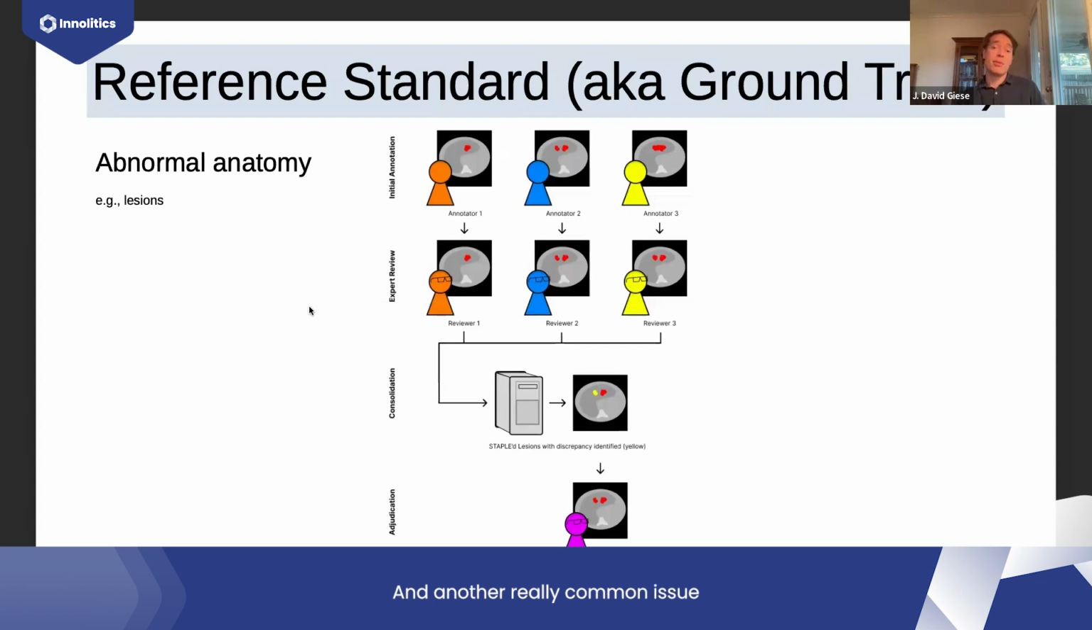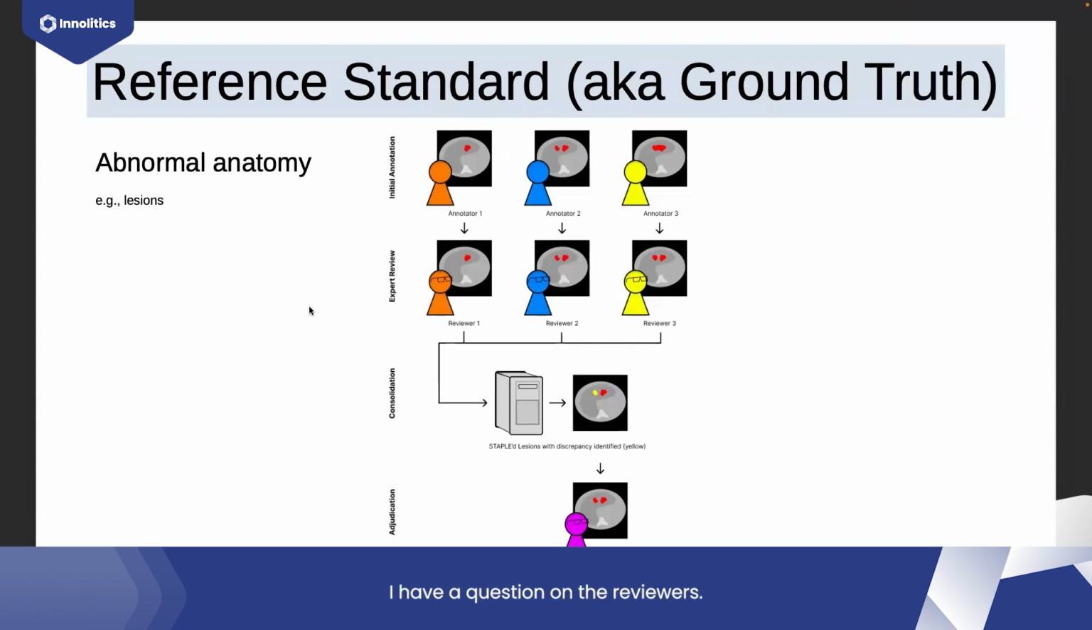And another really common issue is if the training data was done using a looser protocol by less skilled people, and then the radiologists have their own opinions about how the annotations are done, then your performance may not be very good because the model is trained to do something a little bit different than what the reviewers do, and that's also problematic. But anyway, yeah, all good points.